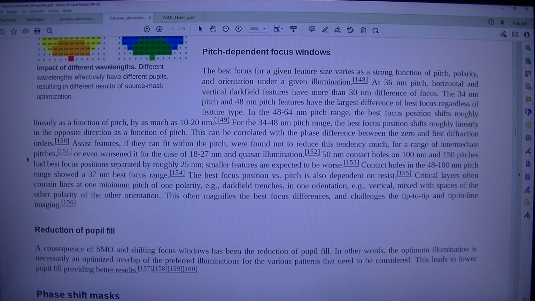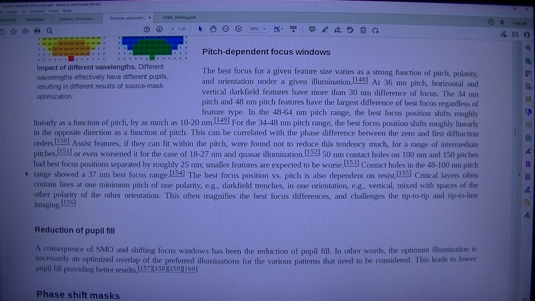152. 50 nm contact holes on 100 nm and 150 nm pitch had best focus positions separated by roughly 25 nm. Smaller features are expected to be worse. 153. Contact holes in the 48 to 100 nm pitch range showed a 37 nm best focus range. 154. The best focus position versus pitch is also dependent on resist.